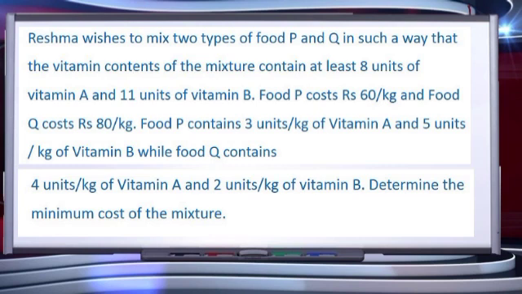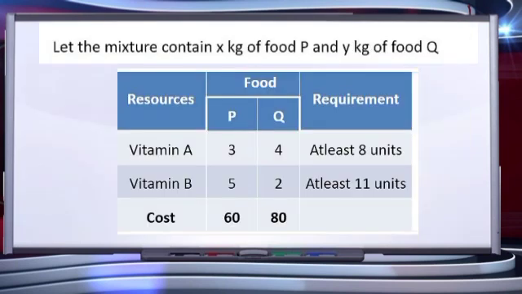So students, in such type of questions, we first draw a table depicting the information given in the question. Here, as we were given two types of food, P and Q, under types of food we will write P and Q, then one side vitamin A, the other side vitamin B, and the rest of the information given in the question will be filled in. Now for the solution, let the mixture contain x kg of food P and y kg of food Q.